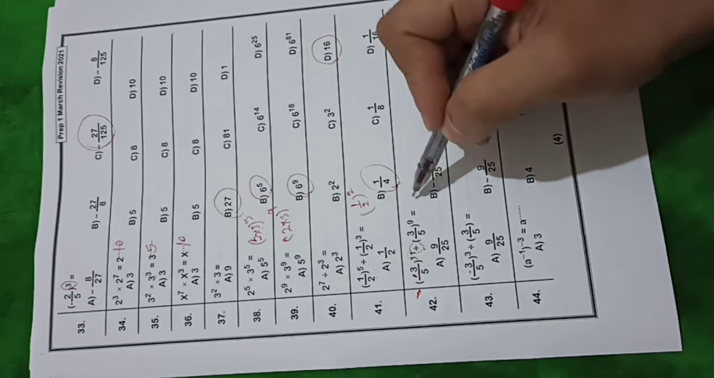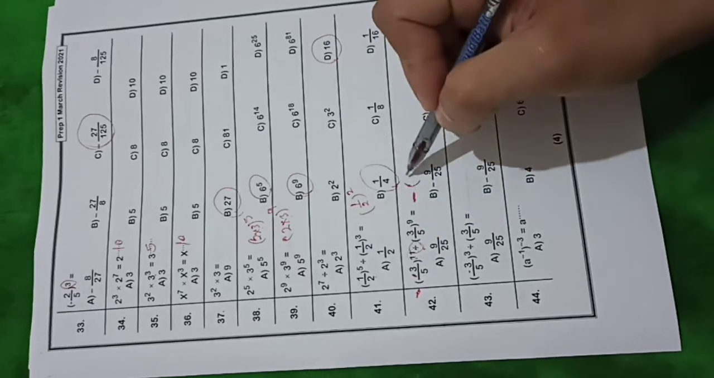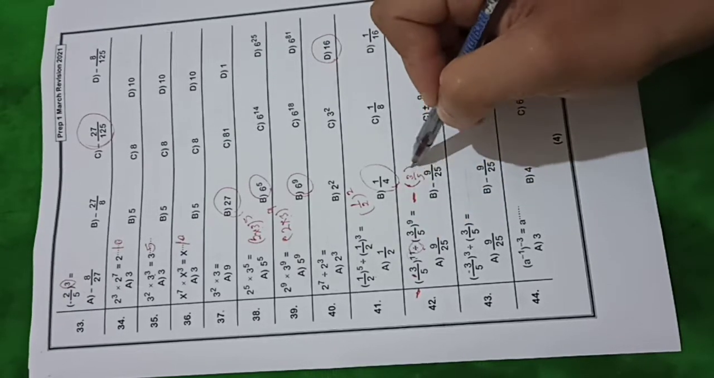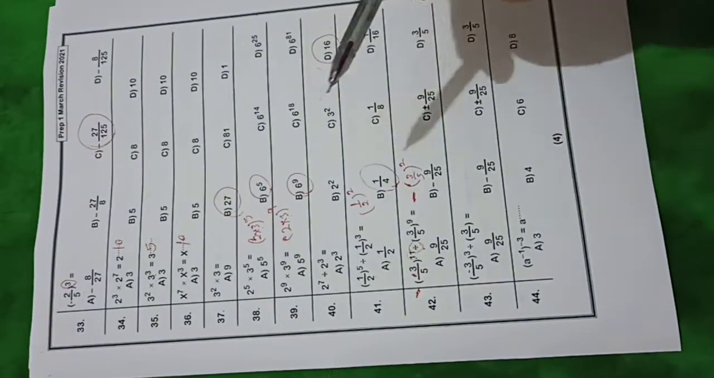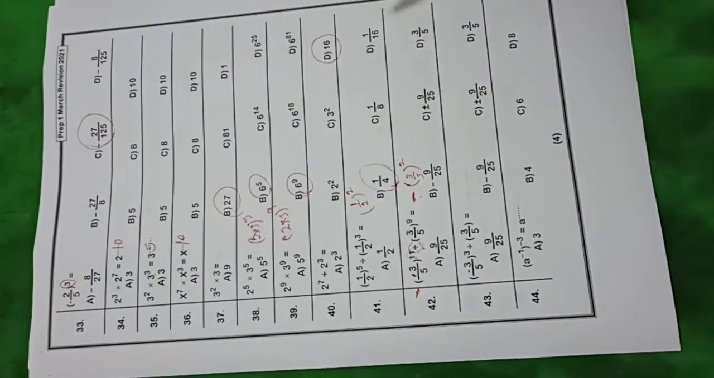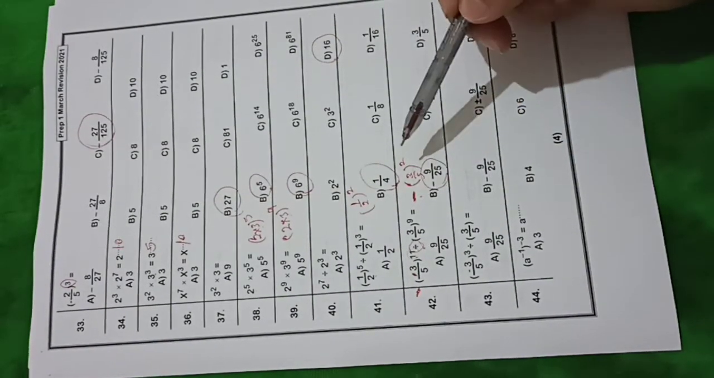Yes, so we have negative outside the bracket, 3 over 5 raised to power 2. So the answer is negative 9 over 25, this one.